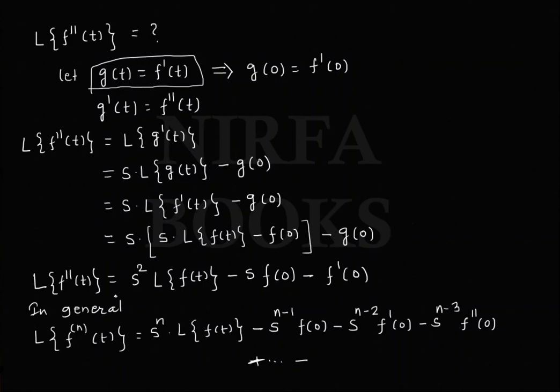All right. So in this fashion, dot dot dot, the last term should be, see here the order is 2, therefore the last term is having order 1. So whatever the order is, the last term should have an order less than 1. So here the order of the derivative is n, therefore the last term is having order n minus 1 at t equal to 0. So this is the general result, and using this result we can find the Laplace transform of any derivative of f. All right.